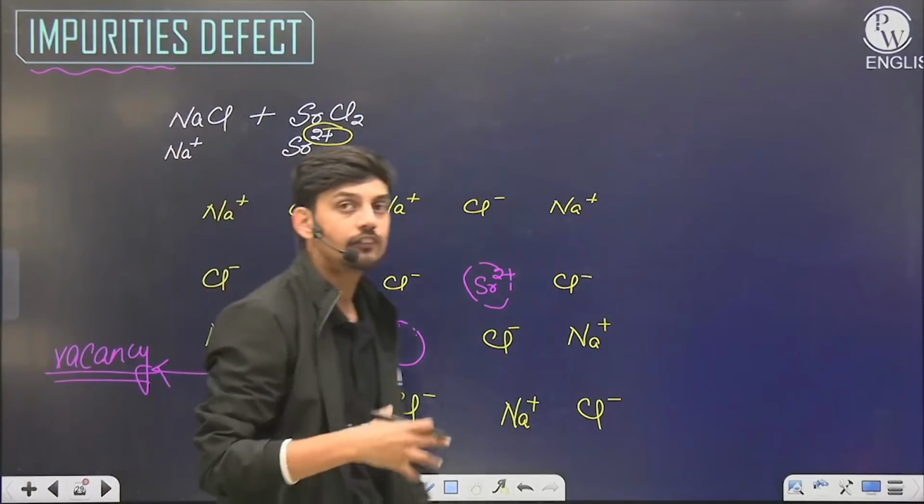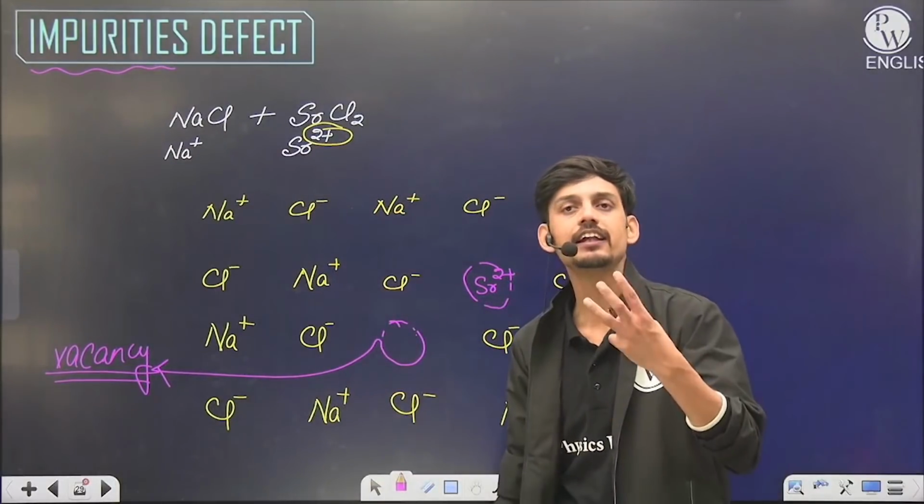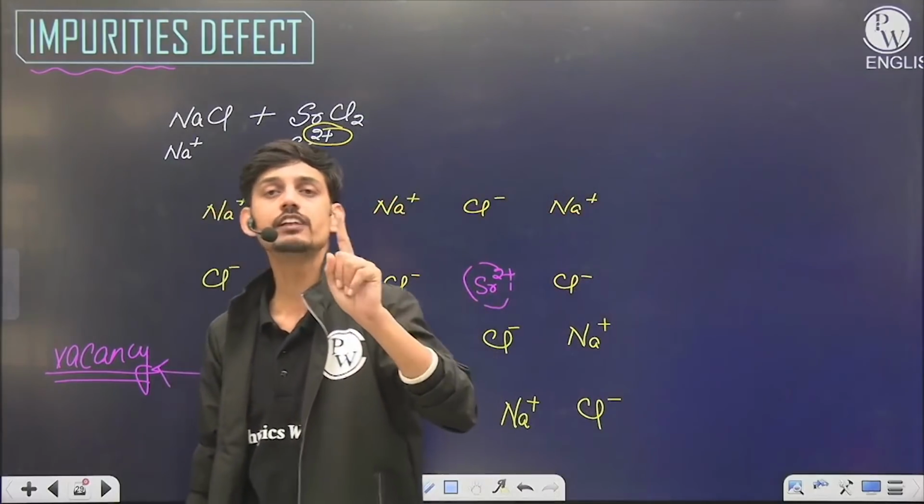For this defect, you have to look each time: suppose Na plus is being replaced by a trivalent cation, aluminum cation. Then aluminum will replace 3 sodium ions with 1 aluminum ion.